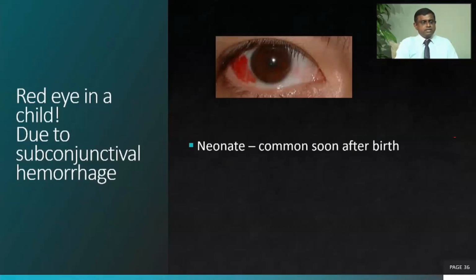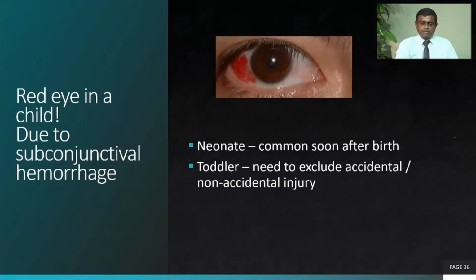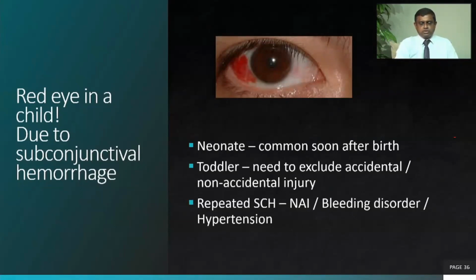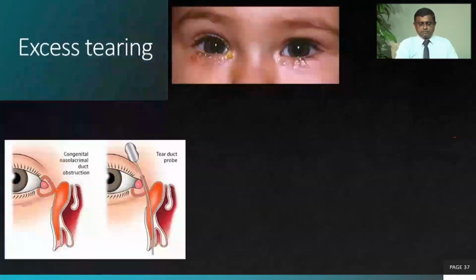So subconjunctival hemorrhage is a very common complaint. Parents might get so alarmed and come to you, but this doesn't need any treatment. Most of the neonates have this sort of mild subconjunctival hemorrhage due to birth trauma. You can't call it trauma, but birth-related subconjunctival hemorrhages are common. But when toddlers come with subconjunctival hemorrhage, you need to exclude accidental or non-accidental injury. And repeat subconjunctival hemorrhage needs proper investigations.